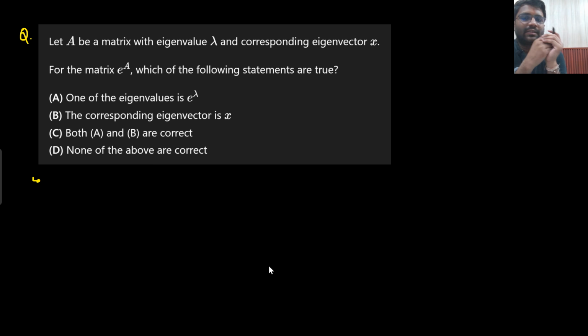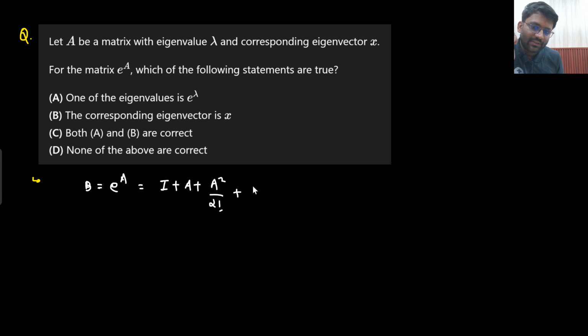If A is a matrix with eigenvalue lambda and corresponding eigenvector x, then for matrix e to the power A, which options are correct? This is what they are asking. So how could e to the power A be written? I hope you know: 1 plus A plus A squared by 2 factorial, A cube divided by 3 factorial, A to the power 4 divided by 4 factorial, and so on. In basics we have seen it, right?